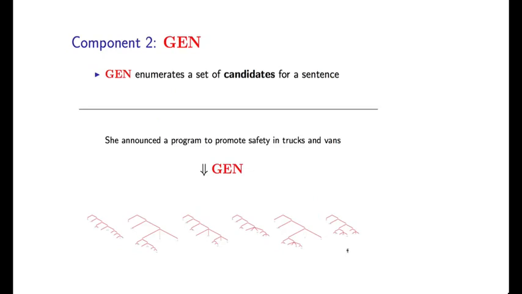So the second component of global linear models is this function GEN, which essentially takes an x as input and enumerates a set of candidate structures. The learning model is actually going to choose between one of these structures, but GEN is critical in that it's going to enumerate the full set of candidates that is going to be considered for a particular input. So in the parsing case, GEN would take a sentence as input and produce a set of candidate parse trees for that sentence. And we'll then see how we can use the feature vectors in combination with a parameter vector to choose between these different parse trees.